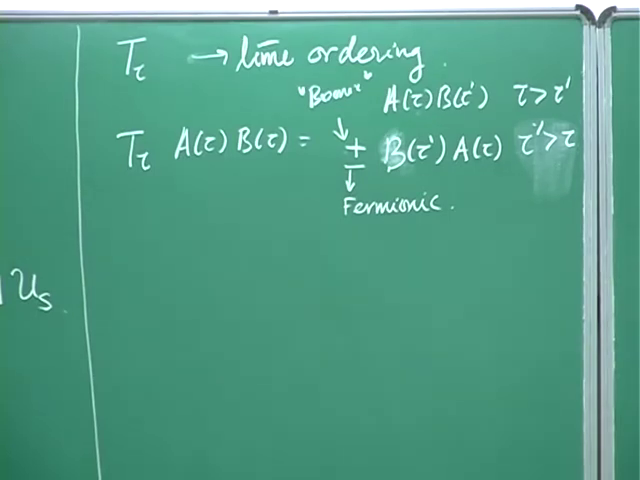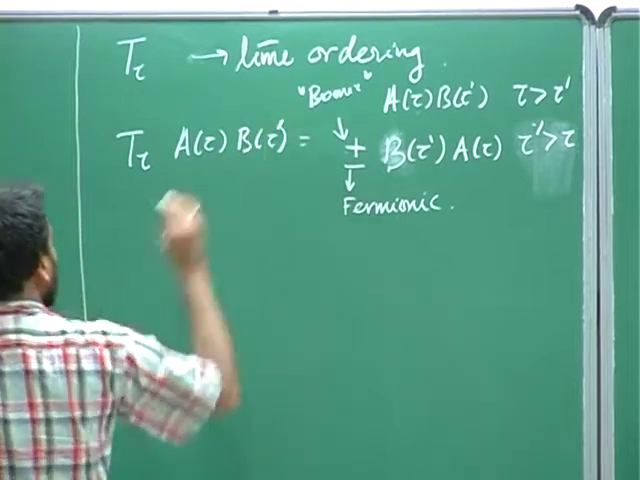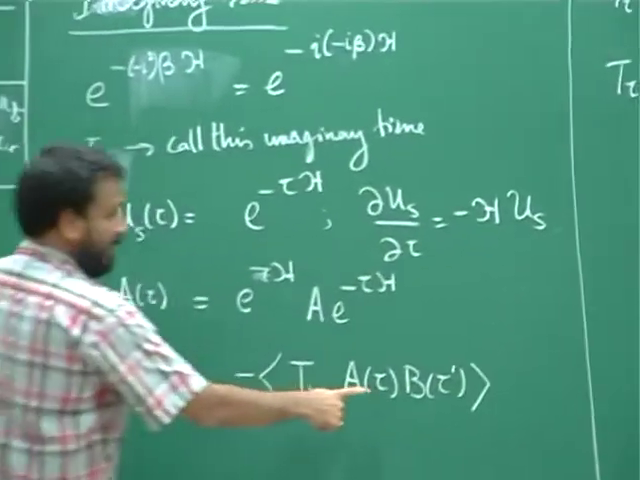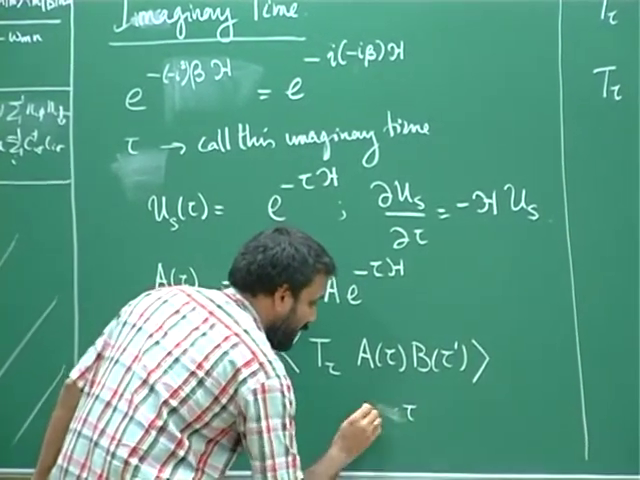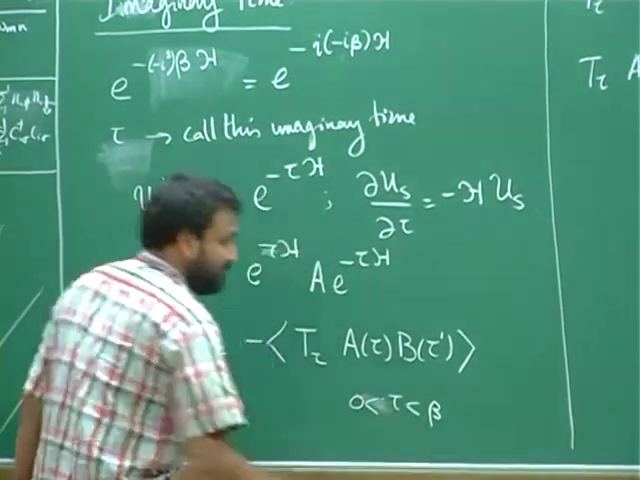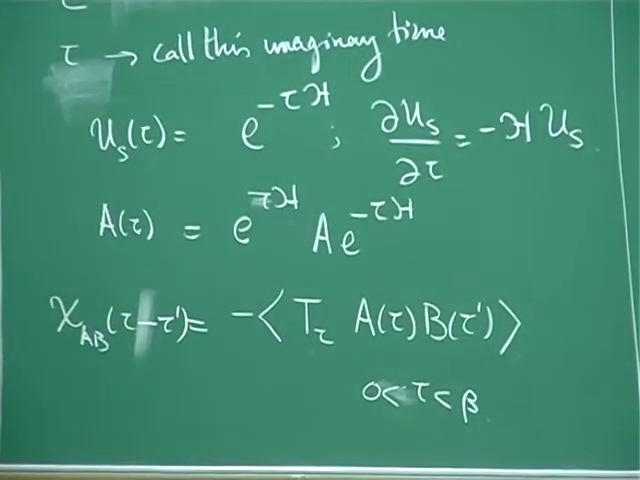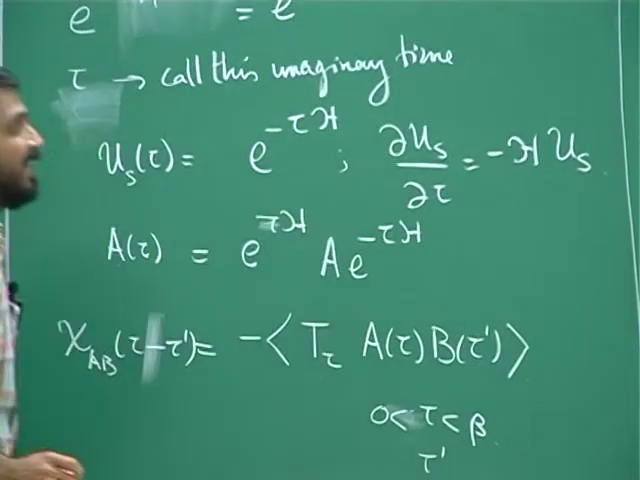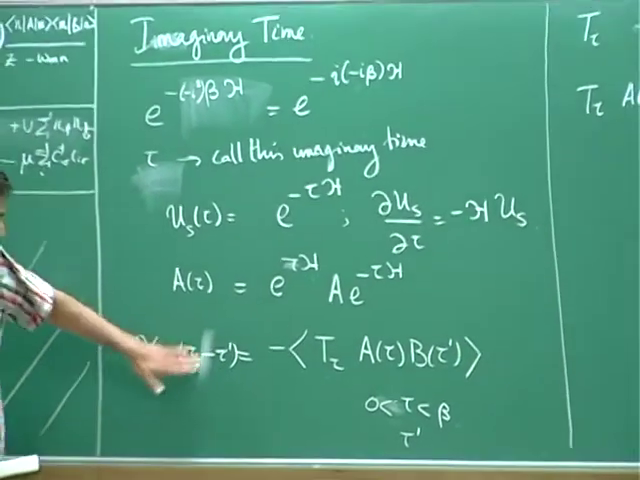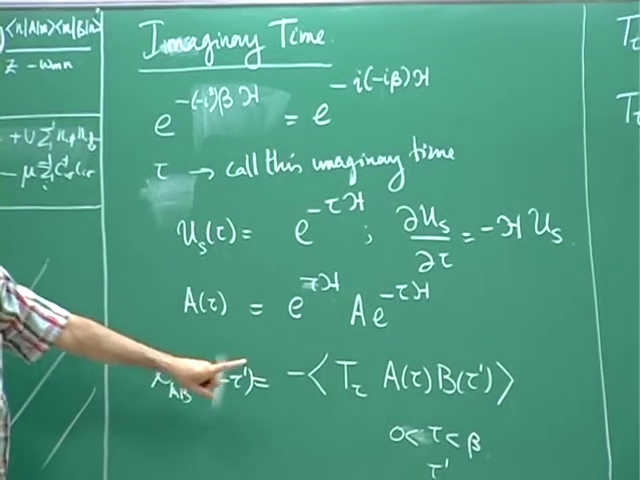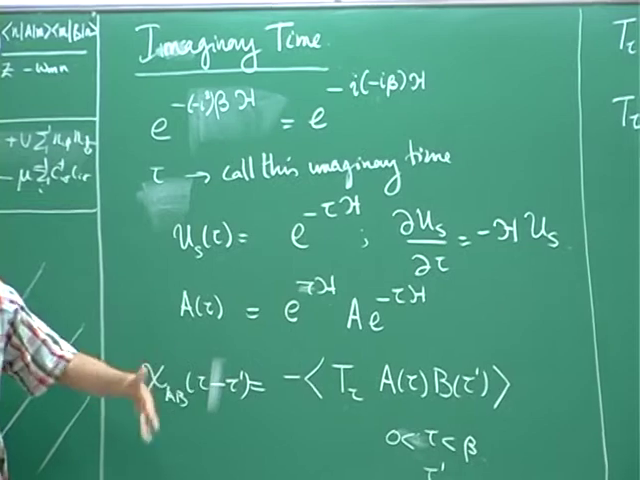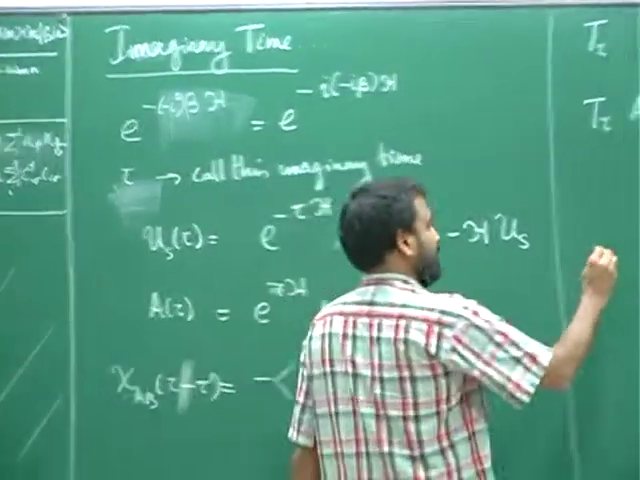Now you can ask, what will you do with this? In this definition, tau and tau prime are allowed to be between 0 and beta. That's what we will say. Now, since this object actually depends only on tau minus tau prime, you can show that explicitly. You can define a new tau which goes from minus beta to plus beta, and you can simply define it like this.